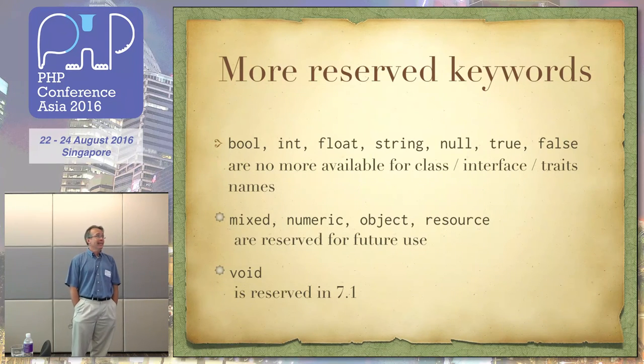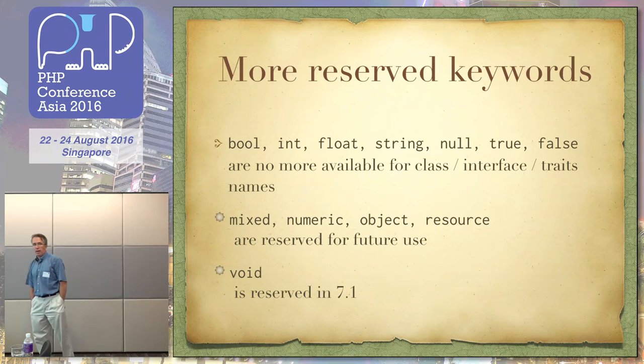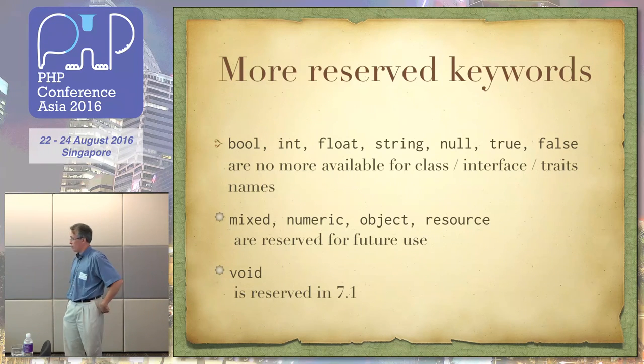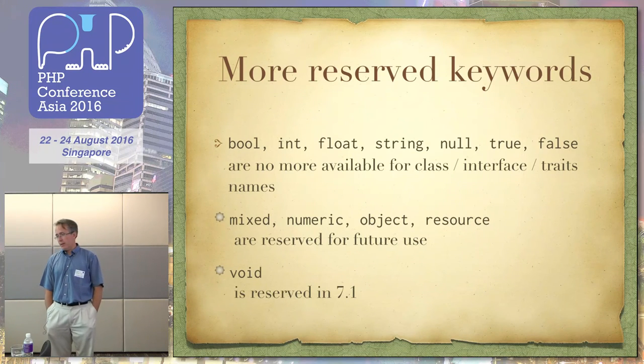We'll see that. Mixed, numeric, object, resource are not used yet. They don't really know what they want to do with those, but they're already reserved, so you cannot use them either. And in 7.1, void is also reserved, so you cannot use void as a name. I actually learned that even before they documented it, because I checked on master. So in one morning, I just upgraded, recompiled my PHP, checked my linting, and I got a lot of void. So all of them are reserved.